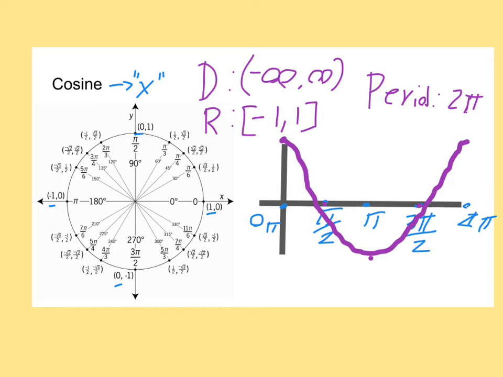Now, important note here, there's no reason we have to start at 0. We can start wherever we want to, provided we end 2 pi units away. More on that a little later.